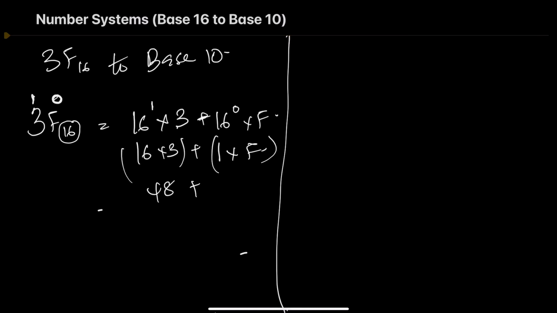We know that f is 15, and then we know that the answer here is 63 base 10. So base 10 is basically our normal number, so it's also fine if we keep it.